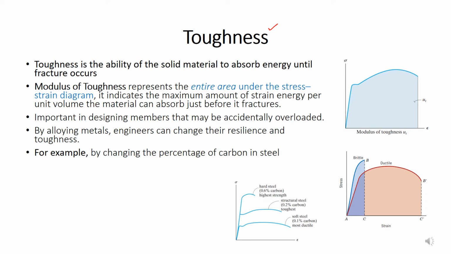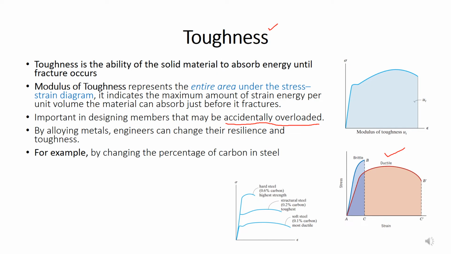Brittle materials have less toughness in comparison to ductile materials. Likewise, it can be seen from this diagram that the area under the stress and strain curve is larger for ductile material and less for brittle materials. From the design perspective, this is important for materials which can be accidentally overloaded. So we can take this into account: where there are chances of a sudden increase in the load, we can choose a material which has higher toughness for that application.